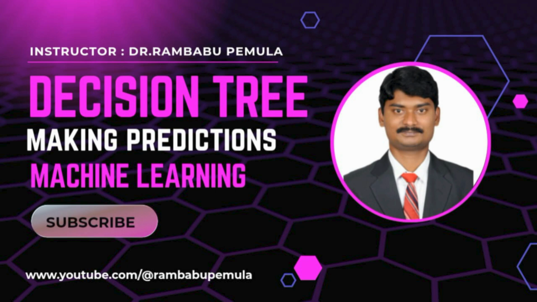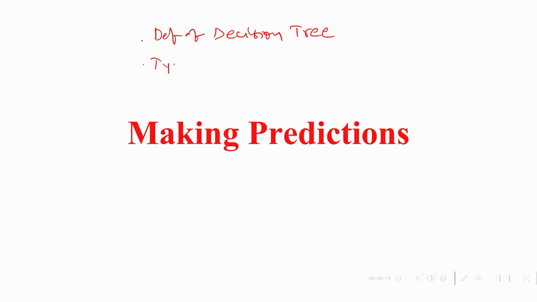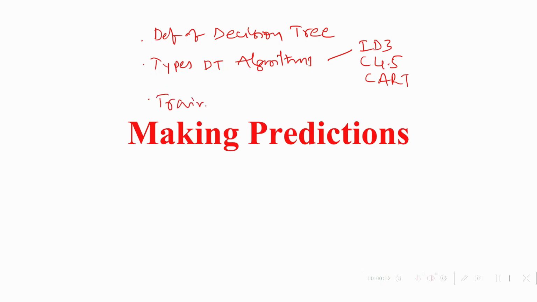In the previous video, we discussed the definition of a decision tree and some terminology of the decision tree, and the types of decision tree algorithms like the ID3 algorithm, C4.5 algorithm, and CART algorithm. And we also discussed the training and visualization of a decision tree. In this video, I'm going to explain making predictions with the help of a decision tree.